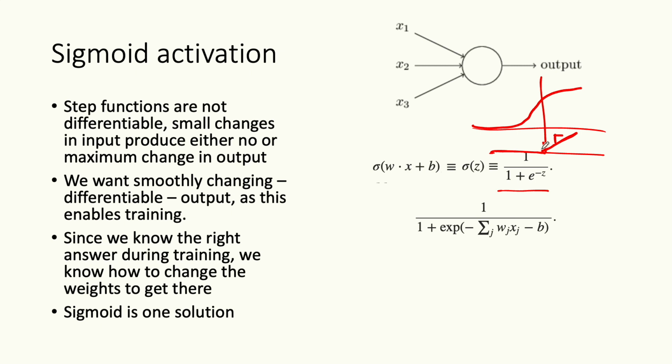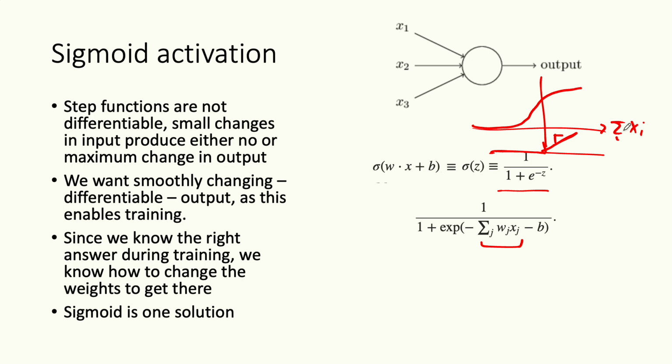Yeah, and so the sigmoid for multiple inputs is just defined like this, where the input, instead of being one number, is basically the sum of all the inputs, minus the bias. You always have to have the bias.